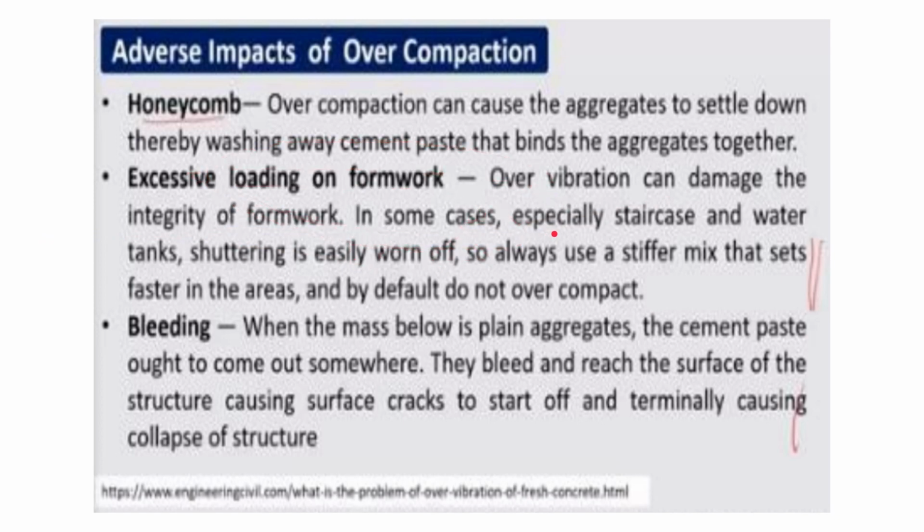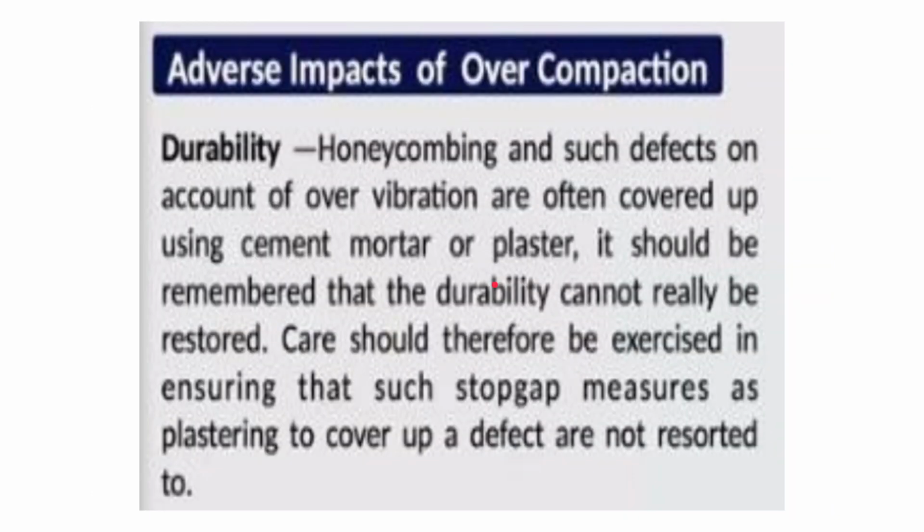So in some cases, especially staircases and water tanks, shuttering is easily worn off. Okay. So we have to use a stiffer mix in that case that sets faster in those areas and by default does not overcompact. So a lot of care needs to be taken. Okay. And third is bleeding. When the mass below is plain aggregates, the cement paste has to come out somewhere, so it bleeds and reaches the surface of the structure, causing surface cracks to start off and ultimately causing collapse of the structure. Okay, so those are some of the issues: bleeding, honeycombing, and excessive loading on formwork. These are all ill effects of overcompaction. So proper care needs to be taken.